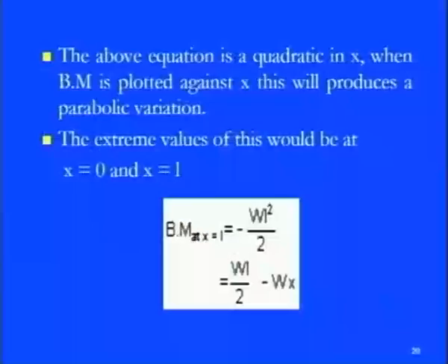So, x square equals 4ay. Starting from x equals 0 to x equals L, at x equals 0 obviously there is no bending moment at that particular point. If you go up to L, we have minus WL square by 2, or at the other portion we have WL by 2 minus W into x.